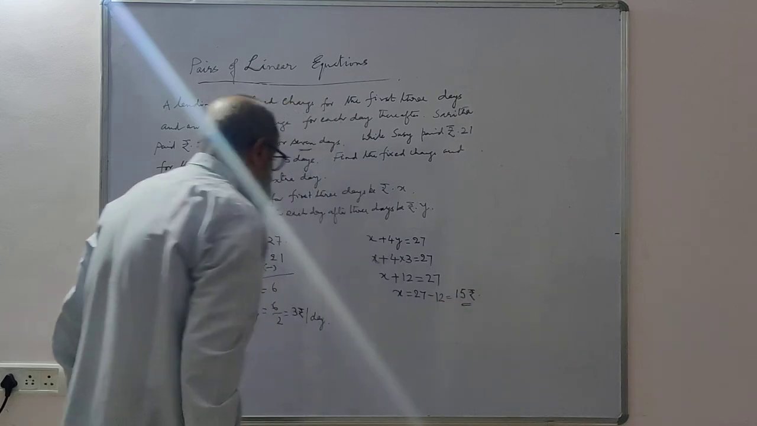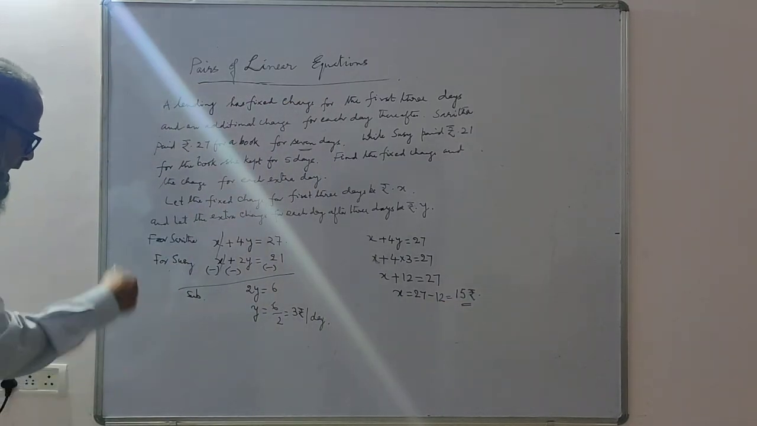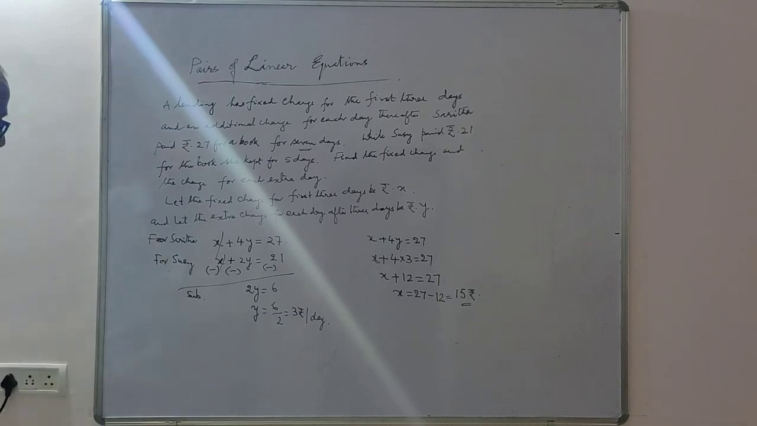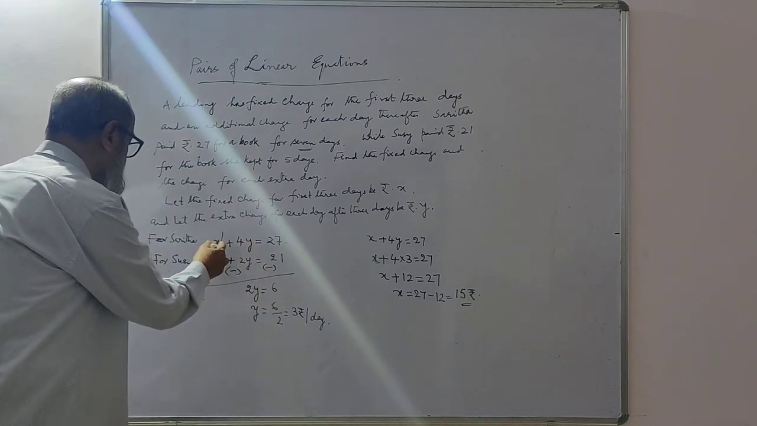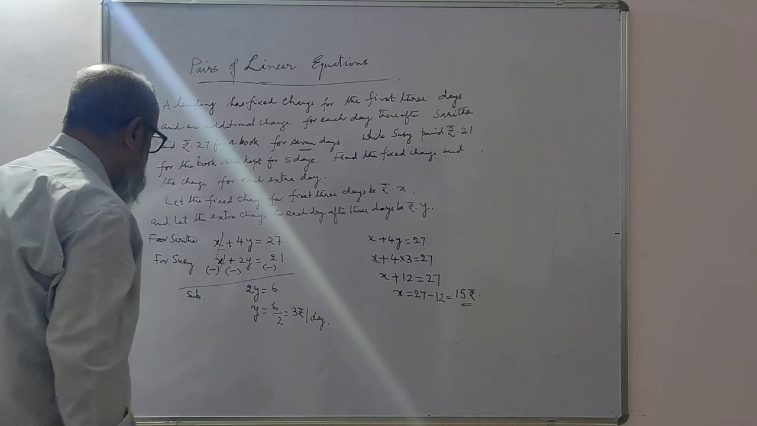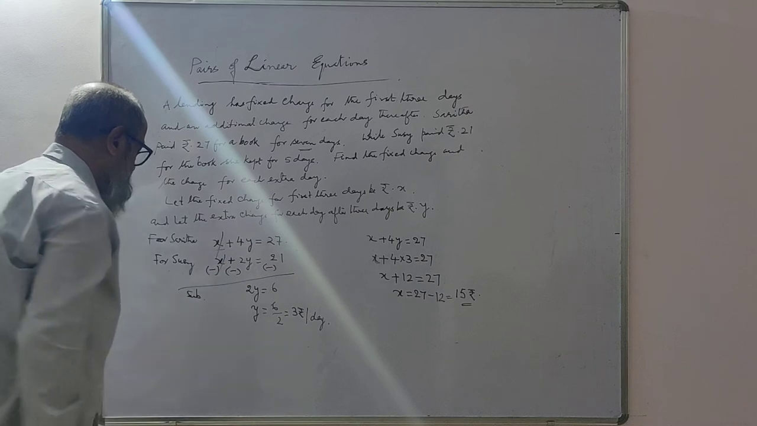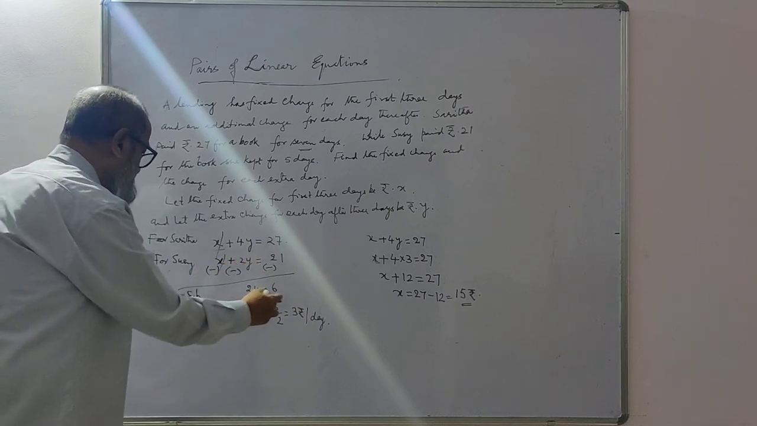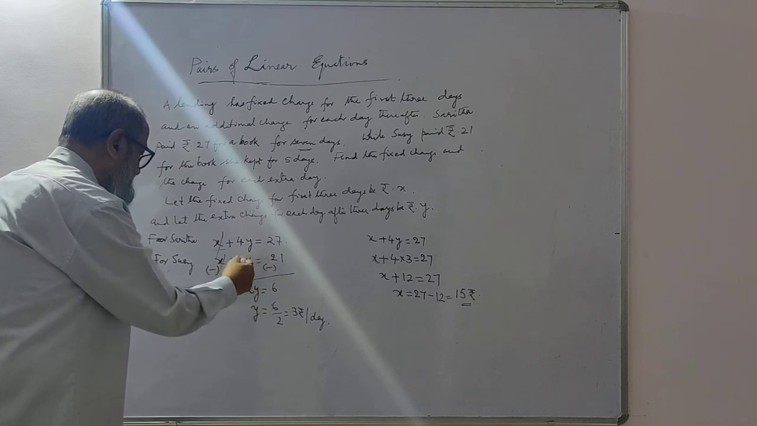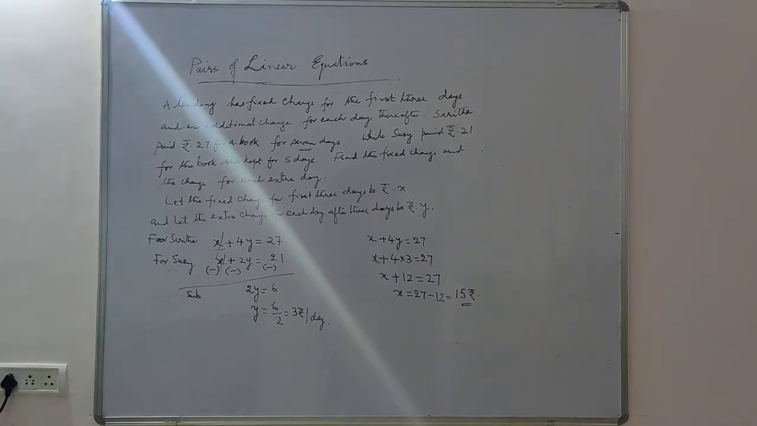For the first 3 days it is 15 rupees. Next, for every extra day it will be charged 3 rupees per day. Okay. Now we will check whether it is correct or not. Here X is 15 plus 4 into 3, 12. So 15 plus 12 is 27. Here X is 15 plus 2 into 3, 6. 15 plus 6 is 21. Correct. So this is how it is to be done.